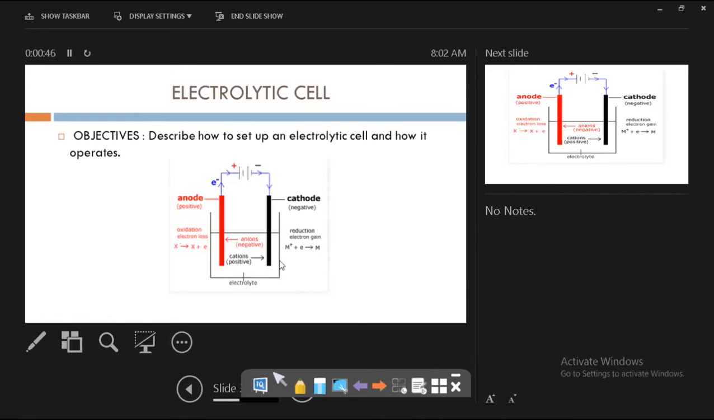Now, the flow of ions: positive ions are the cations, and the negative ions are the anions. When the current is switched on, the anions, the negative ions, will move to the anode, which is the positive electrode. And the cations, which are the positive ions, will move to the negative electrode, which is the cathode. All right.